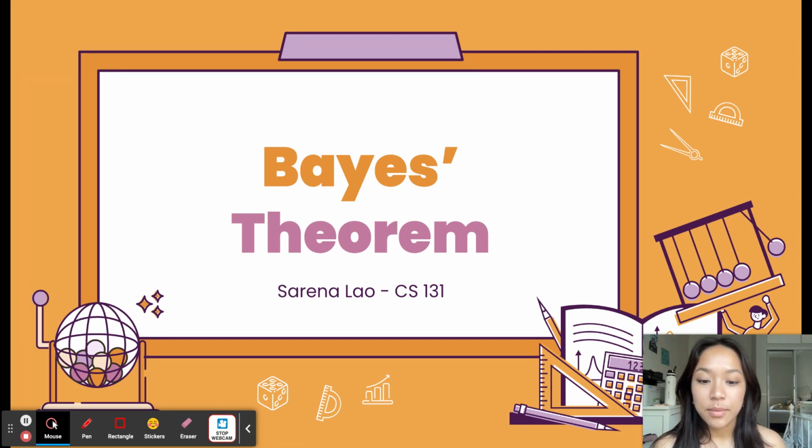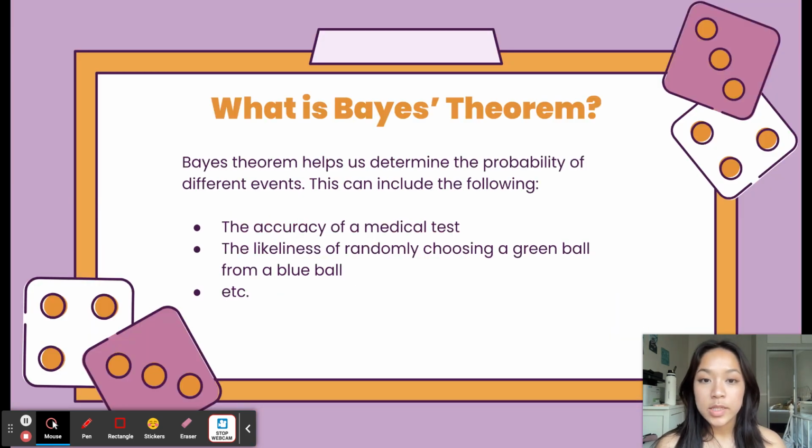It's on Bayes' theorem. So first off, what is Bayes' theorem? Bayes' theorem is a tool that we can use to help us determine the probability of different events. This can include the following: the accuracy of a medical test, the likeliness of randomly choosing a green ball from a blue ball in a bag, and many more.